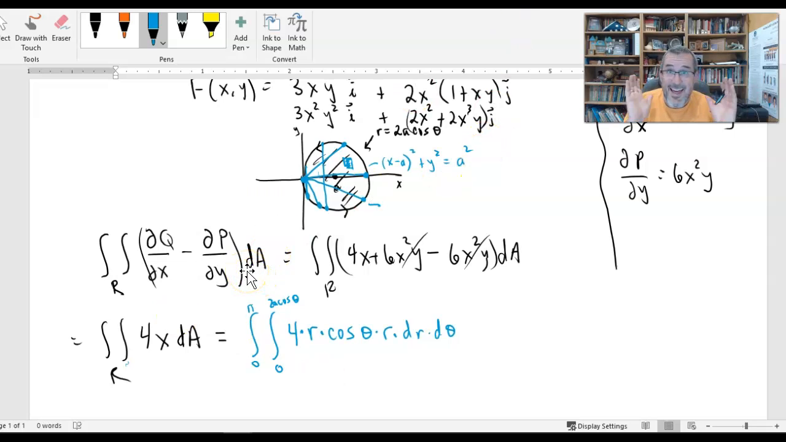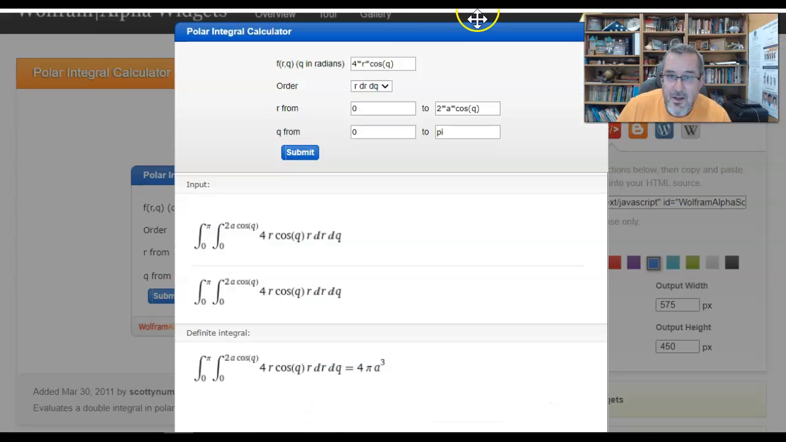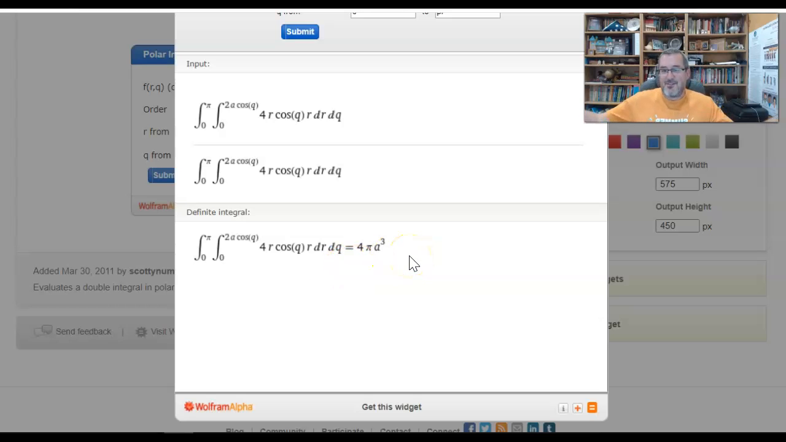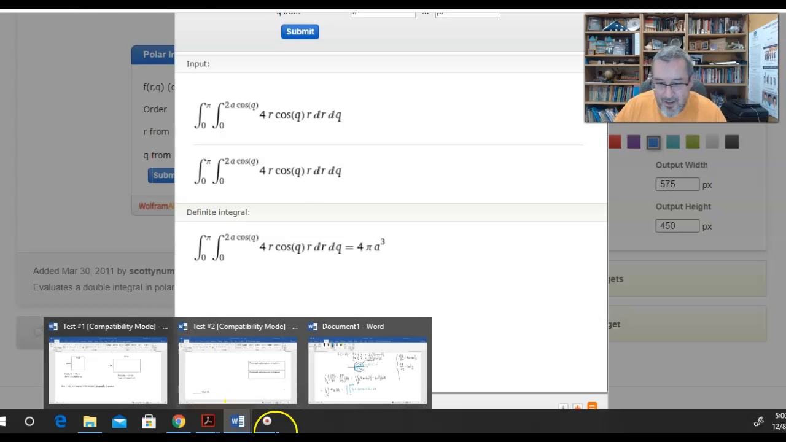All right, so you see, just like if somebody has center of mass knowledge, they can apply something, I had some polar coordinate knowledge. I can get it to this form, and once it's in this form, then I can jump to Wolfram Alpha. So I grabbed the widget for polar integral calculator. I put in the 4r cosine theta. The order was r dr d theta. R goes from 0 to 2a cosine theta. Theta goes from 0 to pi. Boom, boom, boom. There you go. 4 pi a cubed. That is the same result as what we saw in the video.